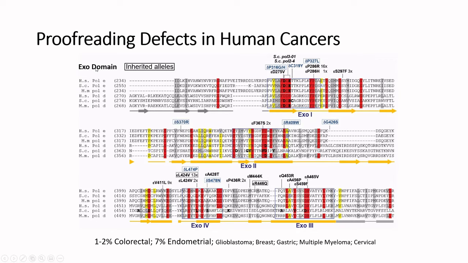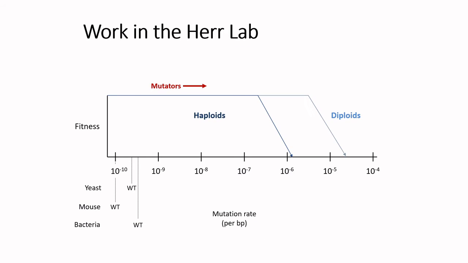And so when we see proofreading defects in human cancer, such as the 1 to 2% that cause colorectal cancer and 7% in endometrial, as well as others that can occur throughout different kinds of cancers, we can start to understand that perhaps yeast and other model organisms are a really great way of testing whether or not we can identify different kinds of anti-mutator alleles. So let me just walk you through how we go about that reasoning.